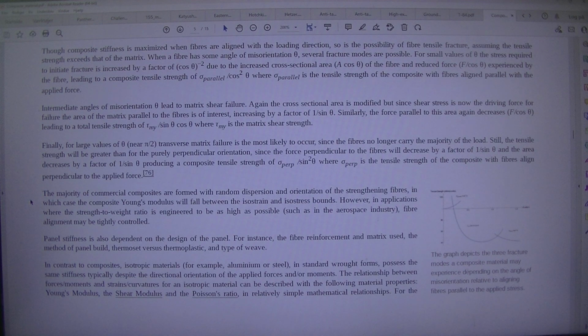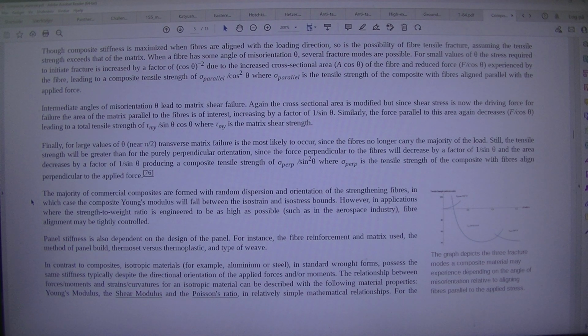of misorientation, relative to aligning fibers parallel to the applied stress. The majority of commercial composites are formed with random dispersion and orientation of the strengthening fibers, in which case the composite Young's modulus will fall between the isostrain and isostress bounds. However, in applications where the strength-to-weight ratio is engineered to be as high as possible, such as in the aerospace industry, fiber alignment may be tightly controlled.